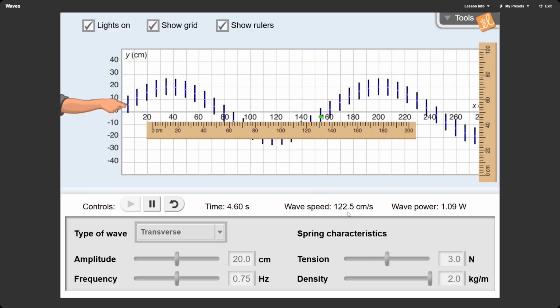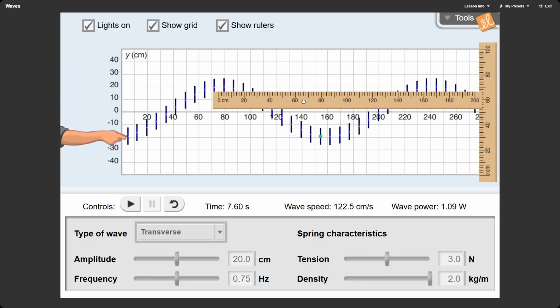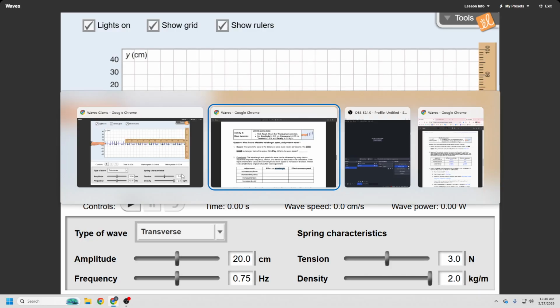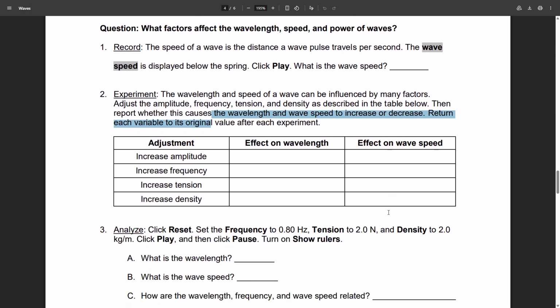The wave speed, you can always look down here, and then for your wavelength, again, you're going to have to pause it, measure out relatively, is that increasing or decreasing from your original measurement. So next one. So you've filled out this, you're saying increase or decrease.